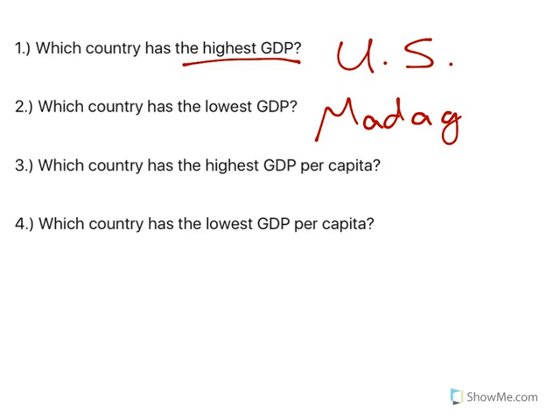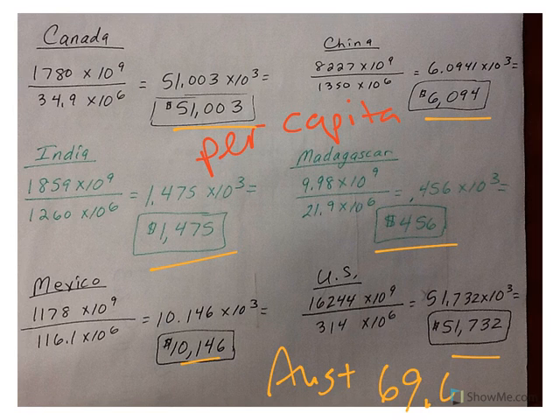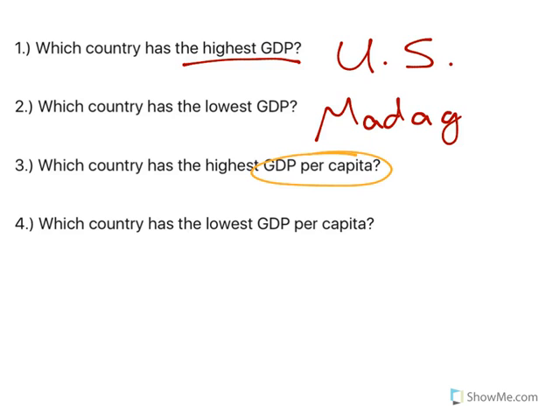Now, do those overall GDPs correlate into the highest GDP per capita? Well, when you look through all of these, and don't forget Australia, which was up over 69,000, Australia is definitely the highest. So who has the highest GDP per capita? Australia. And who has the lowest per capita? Well, that's still Madagascar. So they have the lowest overall and the lowest GDP per capita.